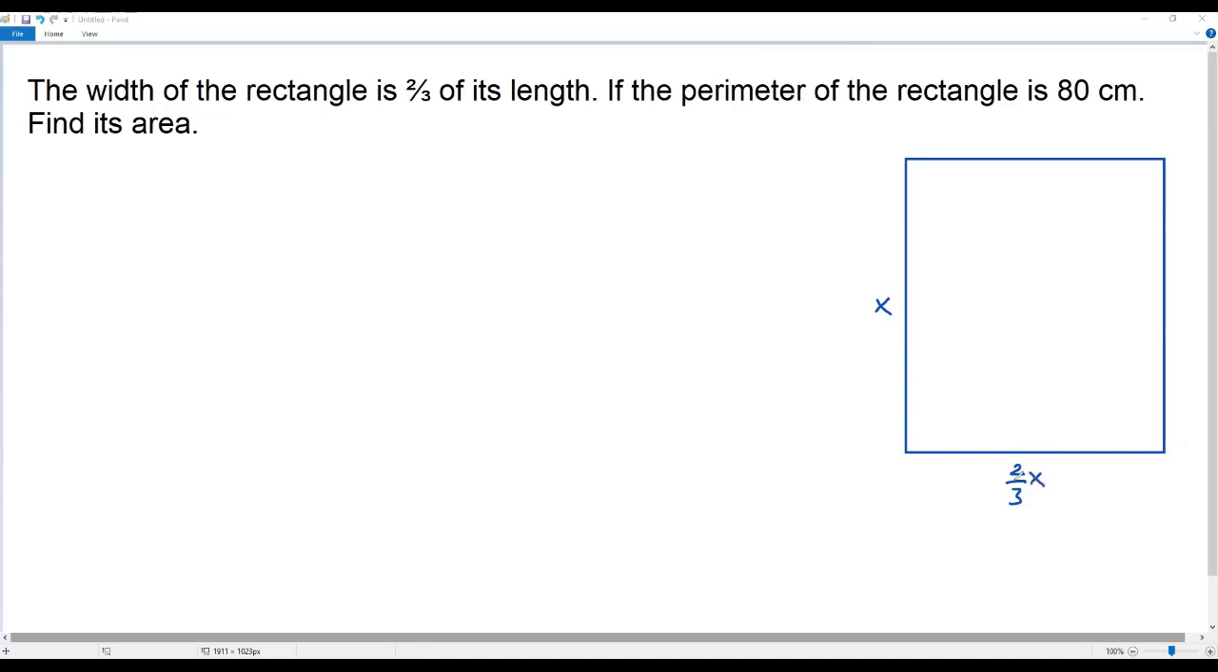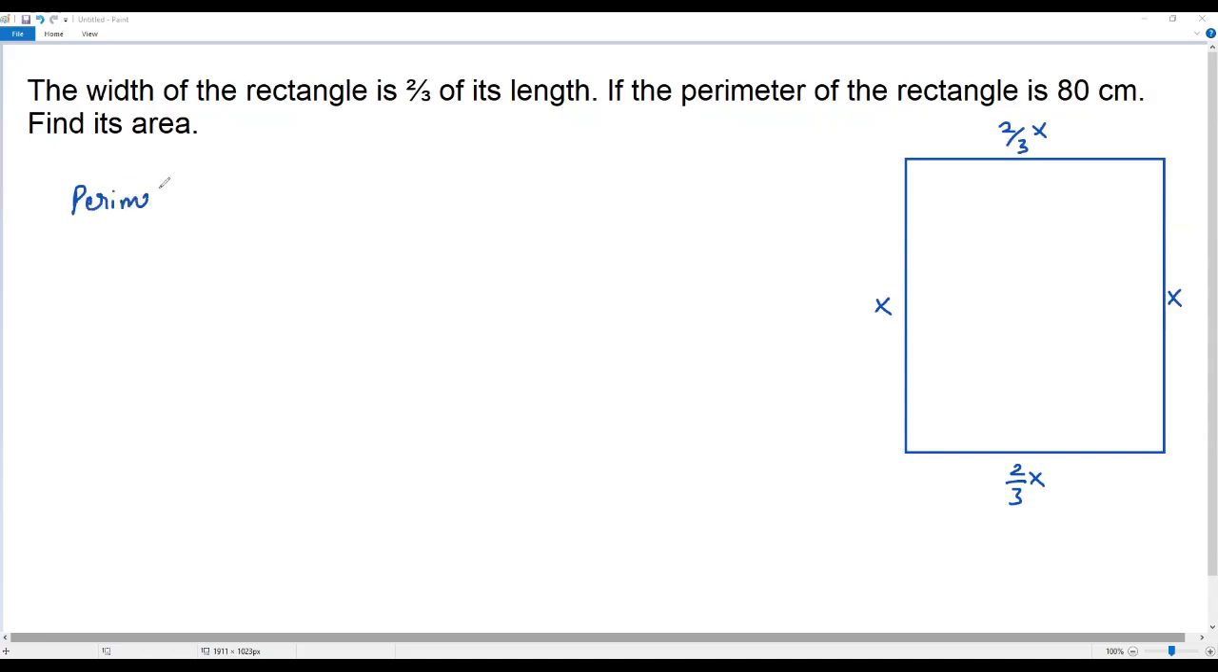2/3 of x. Okay, in a rectangle, opposite sides are equal in length. So whatever length we have for this side, the same length we'll have for this side also, because it's opposite to this side. So the length over here will be 2/3 of x, and the length of this side is x, because this is opposite to this side. Okay, now I have the lengths of all the four sides of the rectangle, and the question says the perimeter of the rectangle is 80 centimeter.